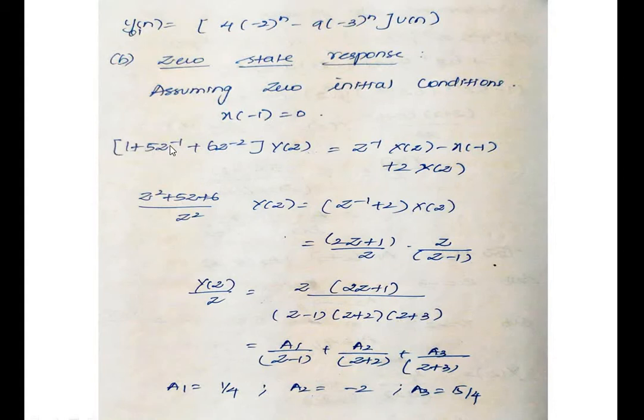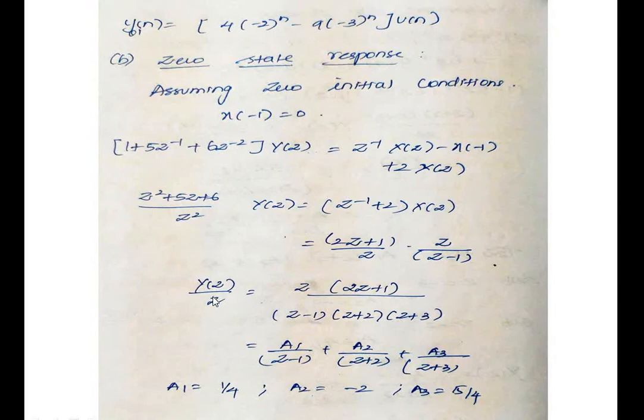So we get 1 plus 5 Z inverse plus 6 Z power minus 2 Y of Z equal to Z inverse X of Z minus X of minus 1 plus 2 X of Z. So what we'll have to do here is apply X of Z here. So X of Z from the given question is Z by Z minus 1. X of n is already given to you in the question, so from that we have taken X of Z. So now you'll have to solve this entire expression for Y of Z.